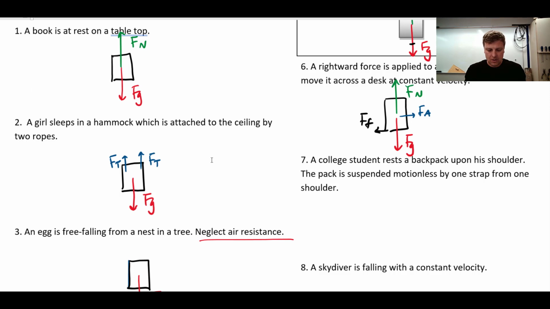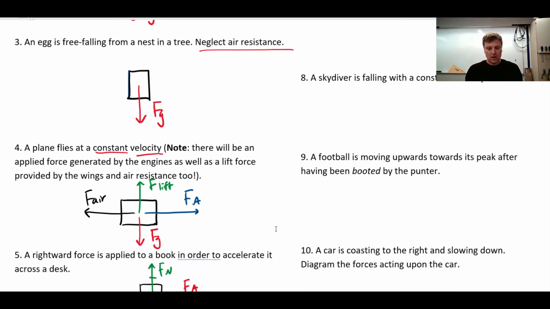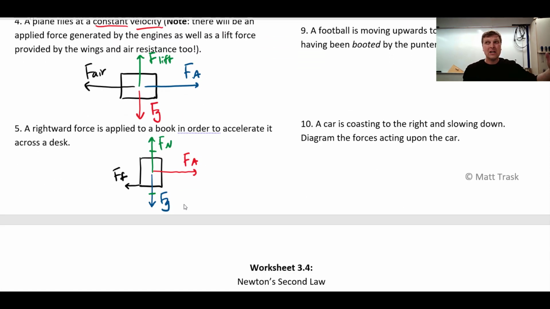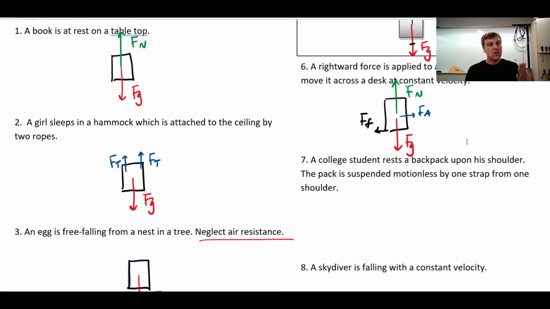Compare this to our previous example. If you want to start the book moving, you need to give it a little extra push. But if you just want to keep the book moving, then you can push with an applied force that matches friction. They'd be the same in this case, just to keep it going at that constant velocity.